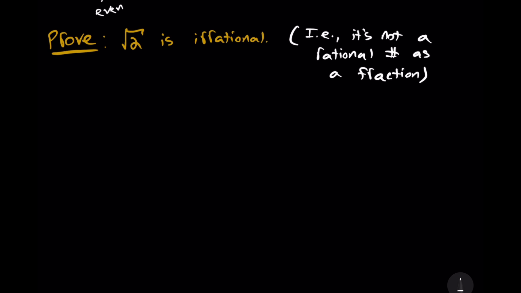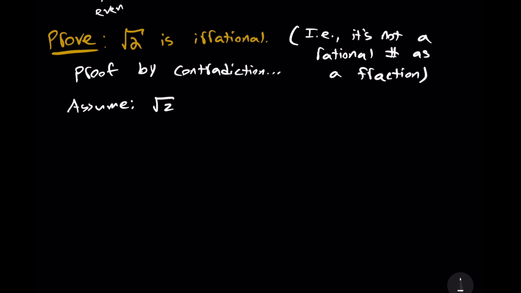Okay, we're going to do a proof by contradiction. So we're going to assume the contradictory of what we want to prove. So we're not going to assume that square root of 2 is irrational. We're going to assume that the square root of 2 is rational. And we're going to be led to a contradiction, and because of that, that assumption must be false, or in other words, the square root of 2 is indeed irrational.